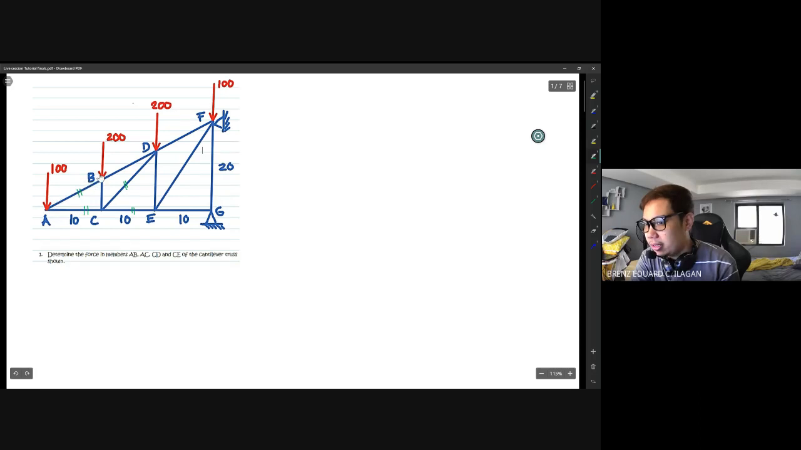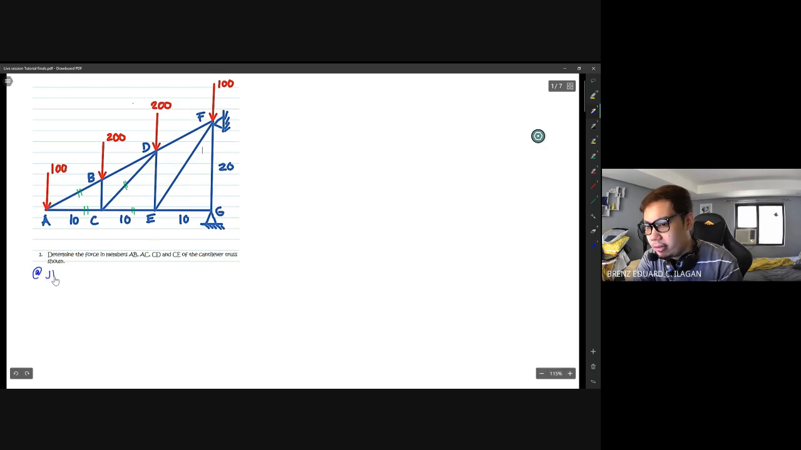So dapat, una pa lang, if you are required to solve for the reaction, dapat tama na agad yung nakuha mong reaction. Kasi mangyayari dyan, kapag mali yan, automatic, possible na yung mga susunod na members na pinapahanap sa iyo is mali na yung makuha mo if may isa ang maling nakuha. Okay, so let's start. So una, kukuha tayo ng free body diagram sa joint A.